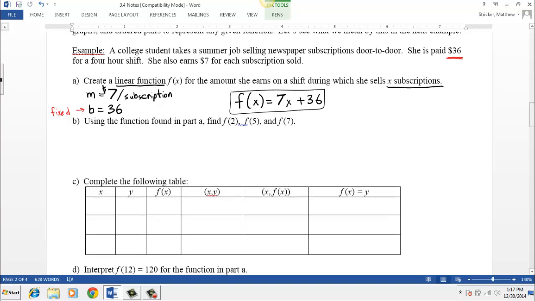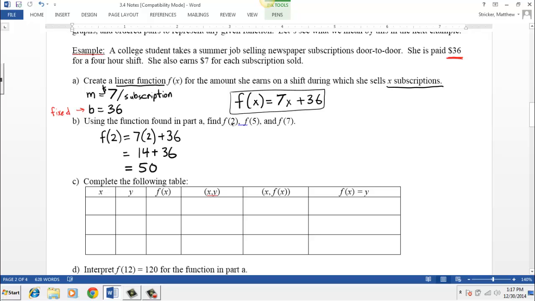It says using the function found in part A, find f of 2, f of 5, and f of 7. So here's a little bit more practice evaluating functions. We want to find what f of 2 is. That means we take 2 and we plug it in for what? We plug it in for x. So this first one is going to be 7 times 2 plus 36. In other words, she earns an additional $14 on top of her $36, which gives a total of $50.